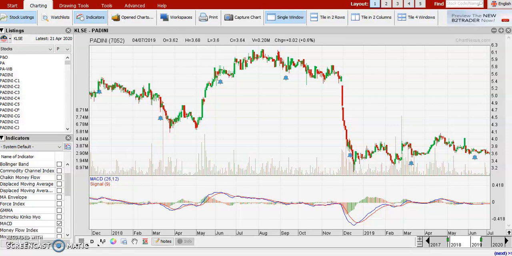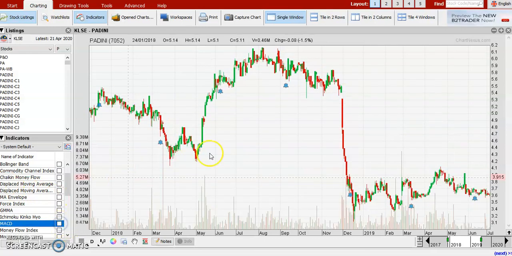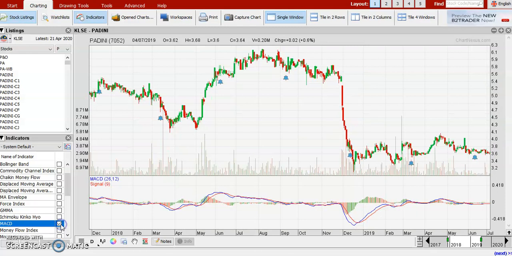Okay, now let's continue with chart analysis. I will demonstrate to you how we want to read MACD in the chart analysis. First things first, you select any stock that you want to study. Then we select, under the indicator tabs, MACD.